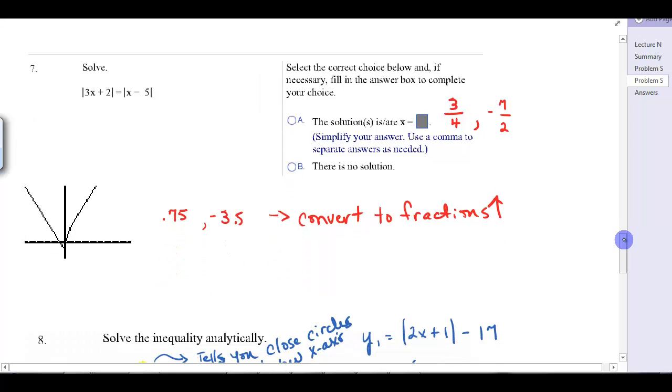All right, 7. It does want fractions, I believe, and you would get 0.75 and negative 3.5, I think, if my graph is right. So 3/4 and negative 7/2 would be your fractions.